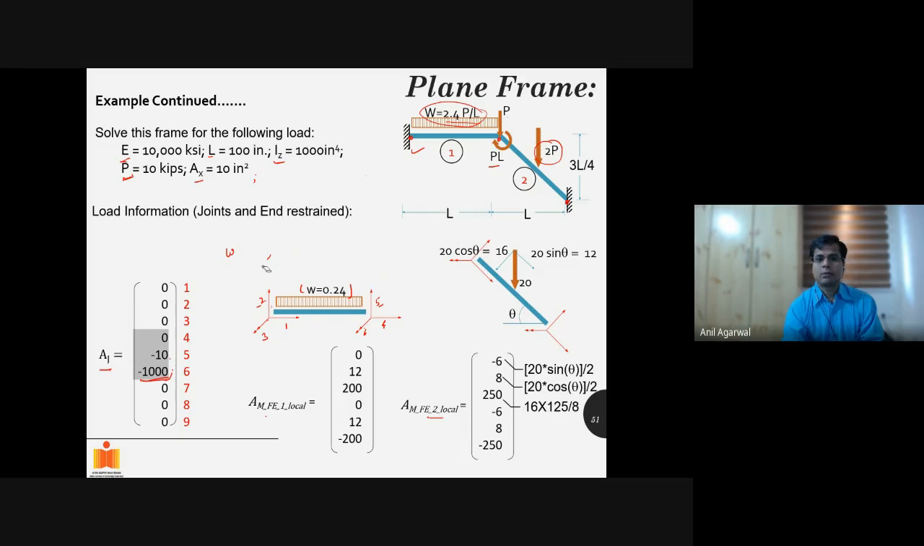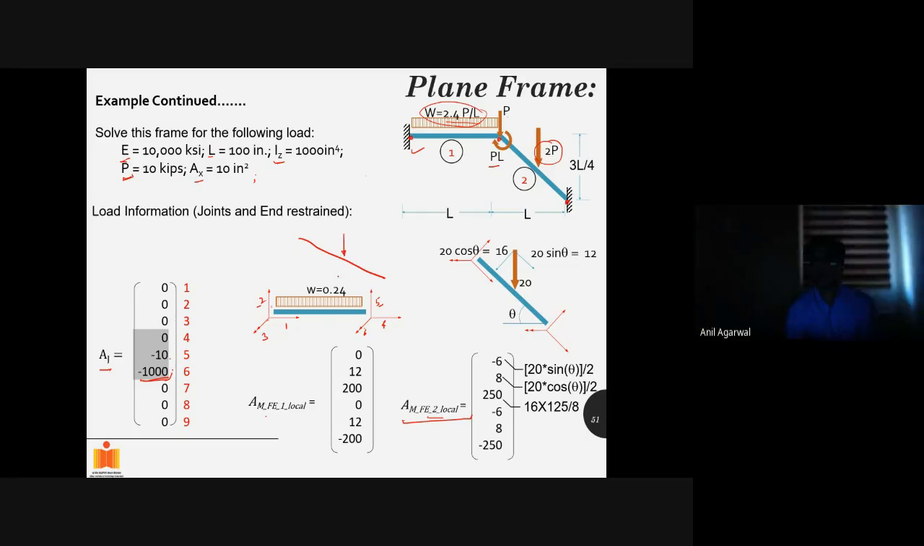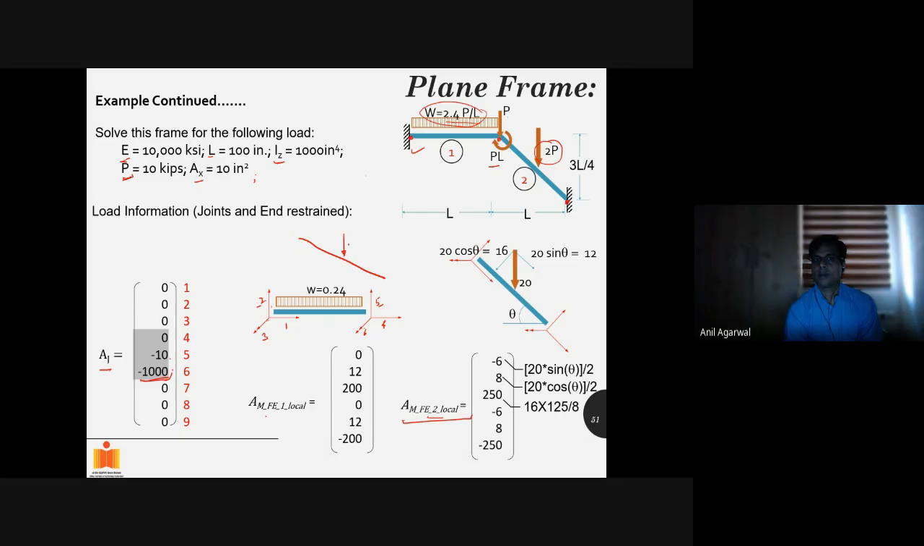The end forces for member 2, I have to calculate in the local coordinate system first. Then we will do the transformation to get everything in the global coordinate system. That we will see in a minute. But the member is arranged like this, and the forces are acting this way. So I have to break this force.